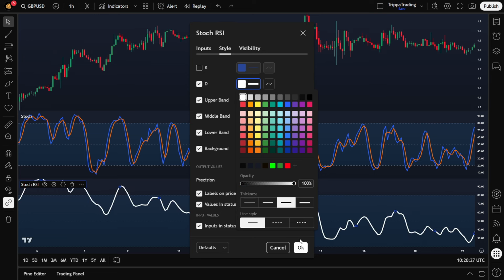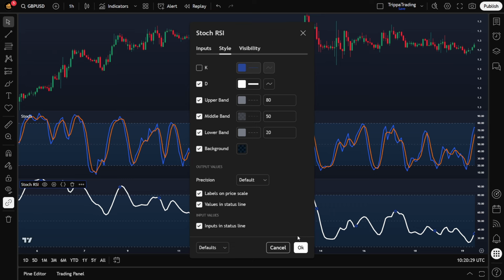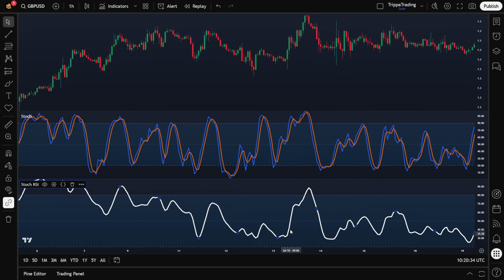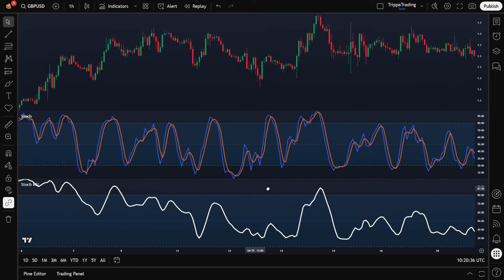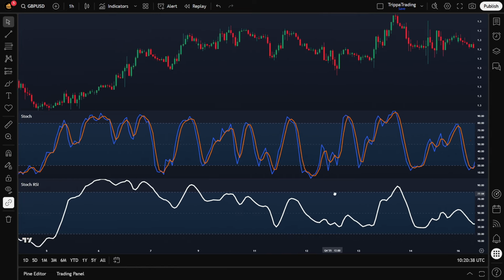Make sure to carefully change the settings as I have done, so that you can easily follow the strategy I will show later in the video. Click OK. Now we'll combine them into one window, so reading them is easy.